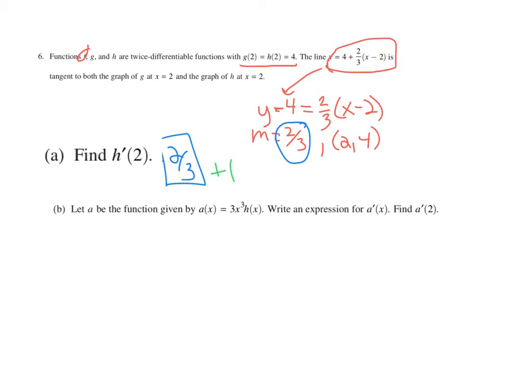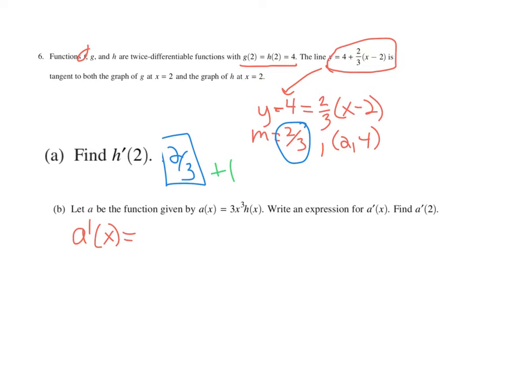So for part B, they give us the function a of x equals 3x cubed times h of x. Write an expression for a prime of x and then find a prime of 2. Make sure on this one that you actually do write an expression for a prime of x. Some of you plug in the value like you would write a prime of 2 right away. That's usually fine, but if they specifically tell you to write an expression for a prime of x, they will mark off points if you skip straight away to a prime of 2.